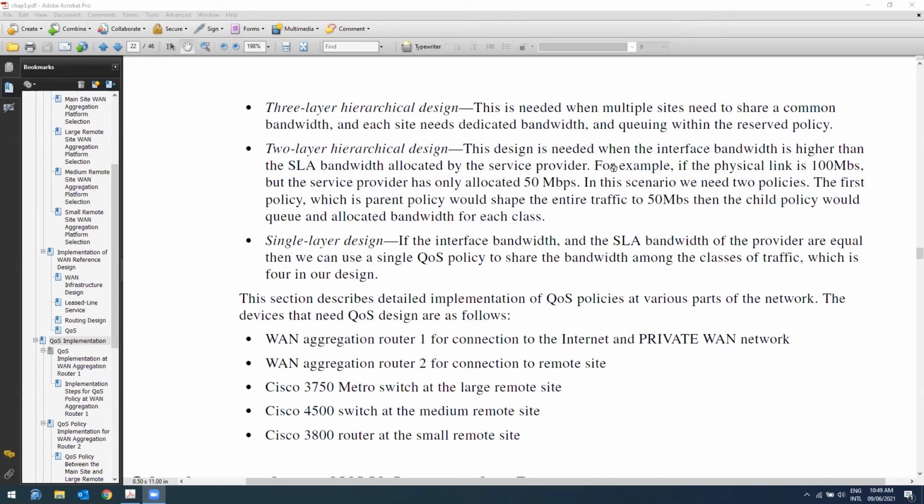A single layer design. If the interface bandwidth and the SLA bandwidth of the provider are equal, then we can use a single QoS policy to share the bandwidth among the classes of traffic, which is 4 in our design. This section describes the detailed implementation of QoS policies in various parts of the network. The devices that need the QoS configuration are as below. So those are some of the devices that need the configurations.